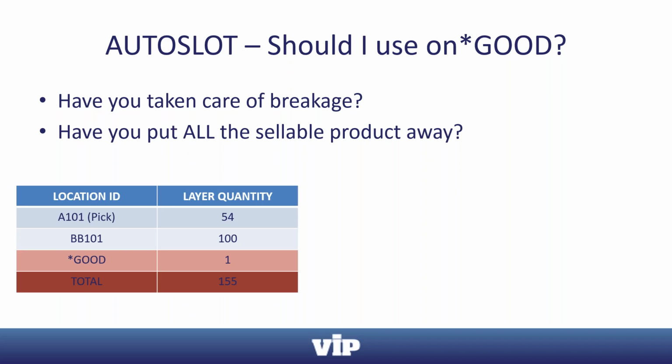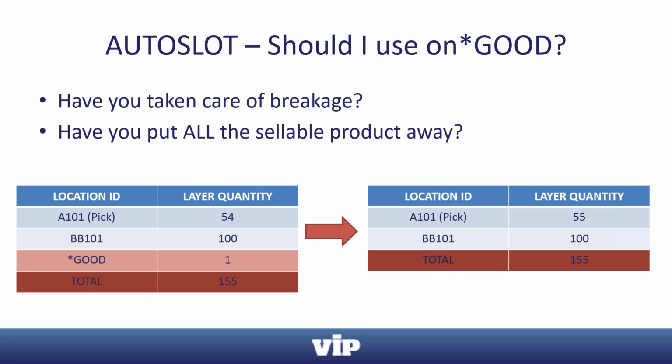But if you can answer yes to all those questions, you run auto slot on star good, same exact thing. It moves that one case to the designated pick location. You can see my pick location went up by 55, and notice my totals are still the same. I still have 155 cases regardless. I just moved one product from one location to another.